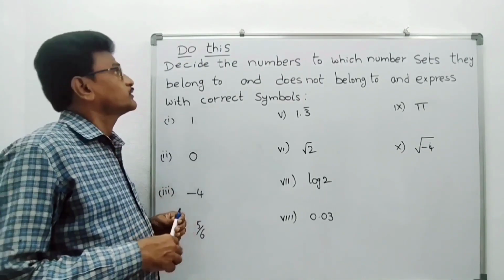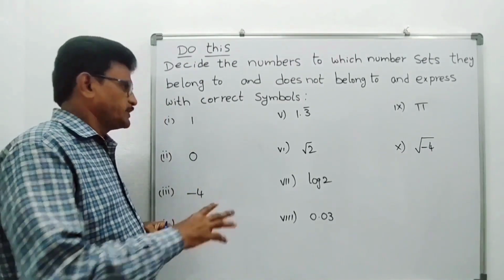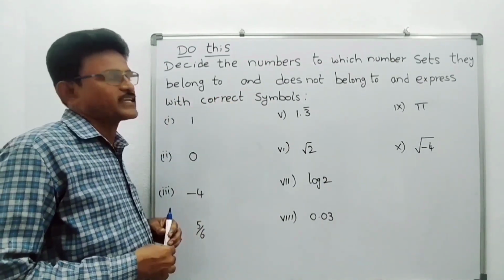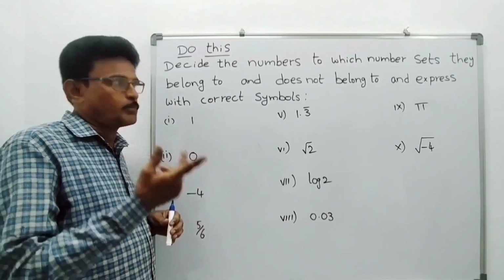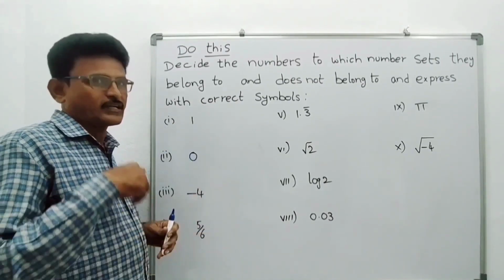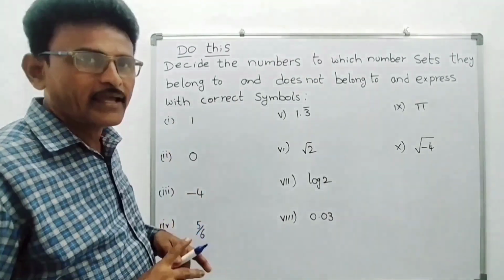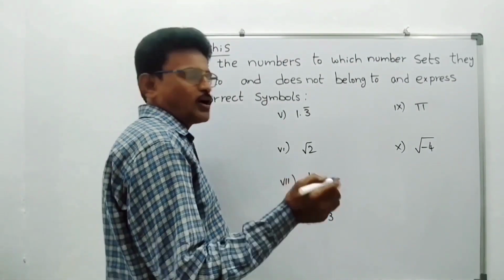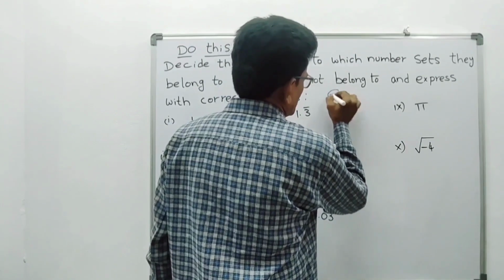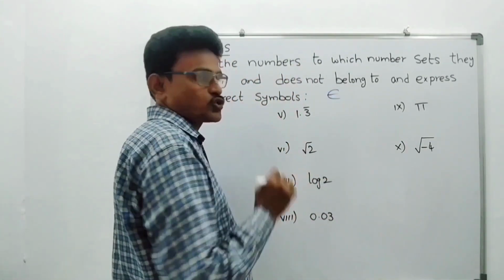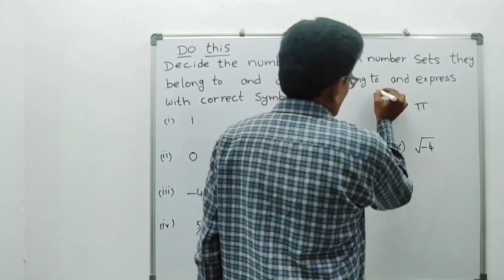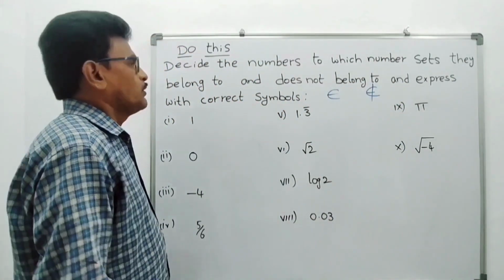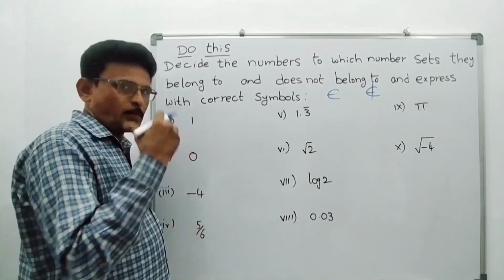Students, do this problem. Here some numbers are given. Decide which number sets they belong to and do not belong to, and express it with the correct symbols, whether they belong to or do not belong to the sets. You know, belongs to is this symbol. Next, this is the symbol for does not belong to. We have to know the number lists.